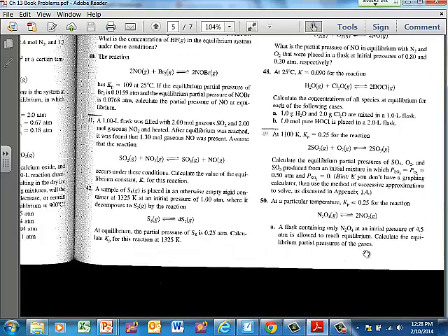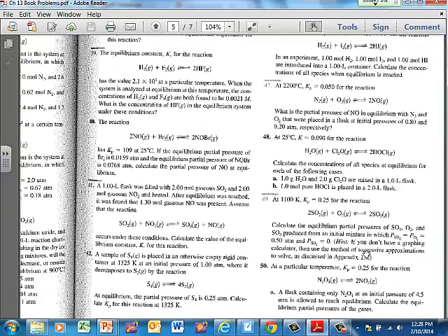In today's video, I am going to go through together problems related to working on ICE tables, and I'm going to focus on number 47 and number 48b, okay, is what I'm going to work on today. So 47, it gives us at 22 degrees Celsius, Kp is 0.050 for the reaction.